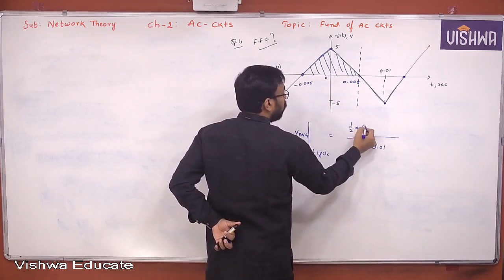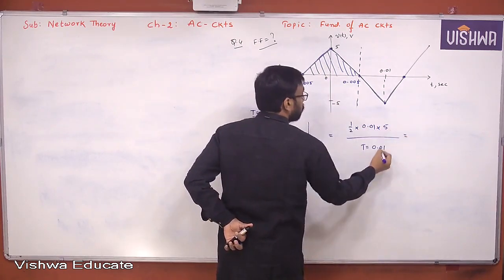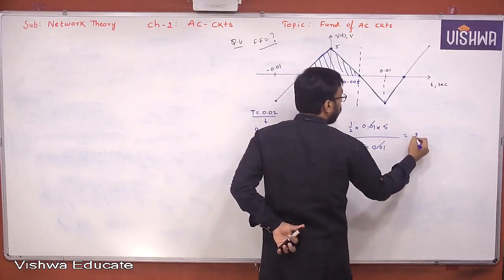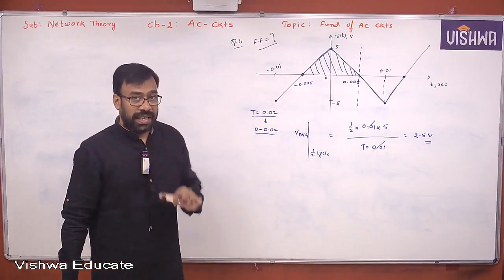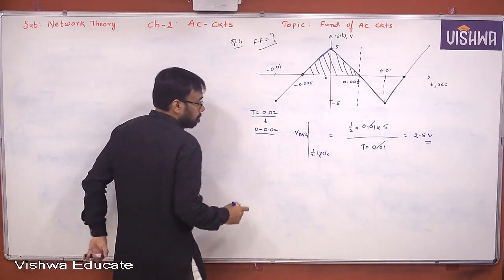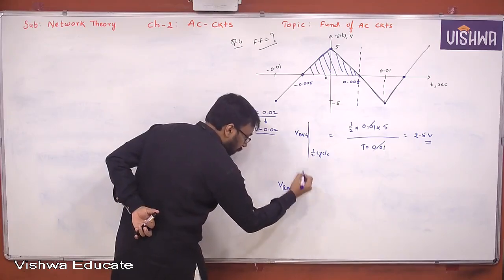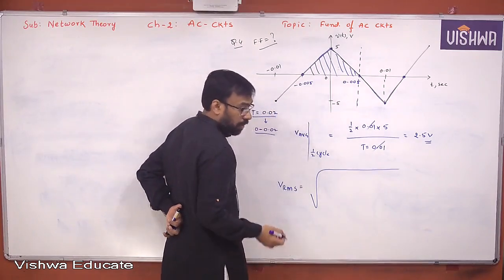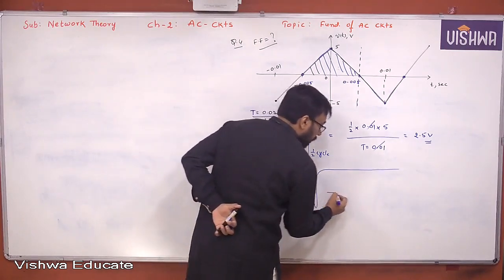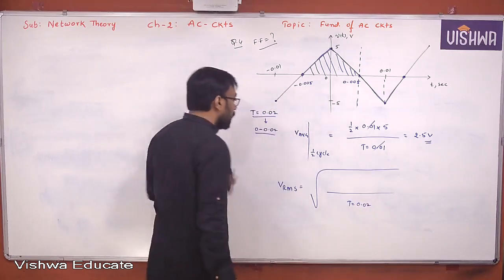Base 0.01, height into 5. That's it. Things get cancelled and 2.5 volts is the answer for V average over a half cycle. Understand? Now what is the V RMS value? For V RMS, you never get 0 because you're taking the squares, right? Now, the time period, what is that? 0.02.